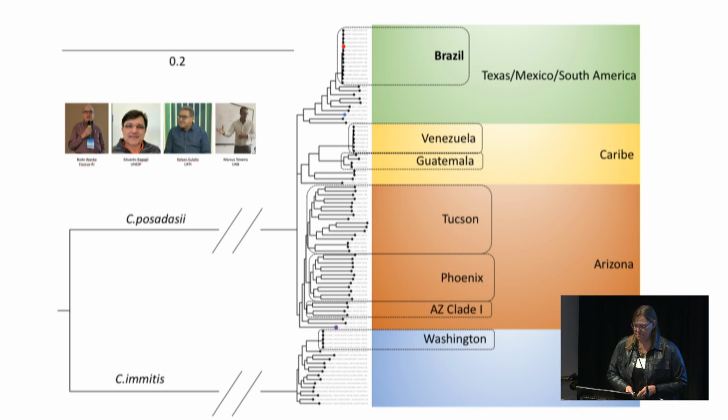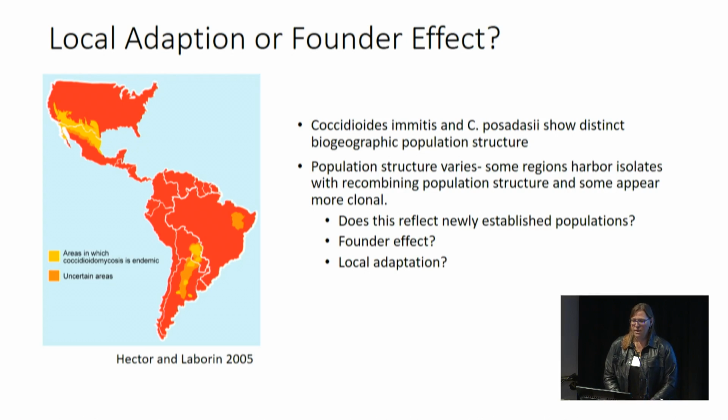What does it mean? Well, we don't really know yet. So there's a lot of work to do. This is a relatively recent finding, as I said. And so there are a few different possibilities when we think about observing this type of population structure. So we know that the population structure varies. Some regions harbor isolates that seem to be highly recombining, like Arizona.